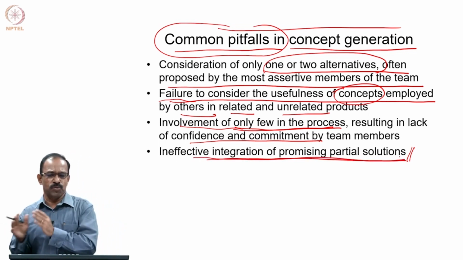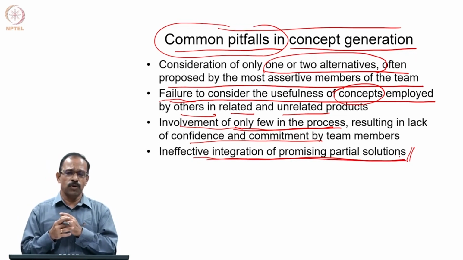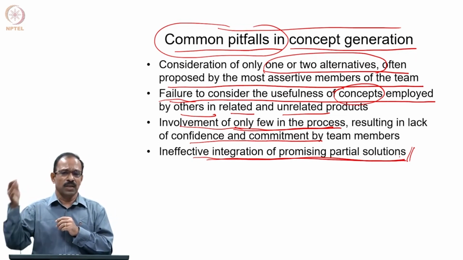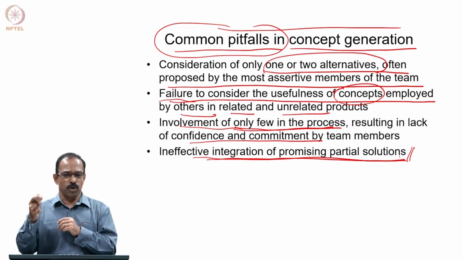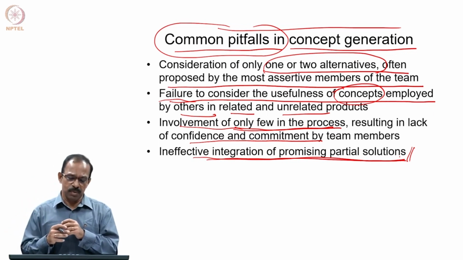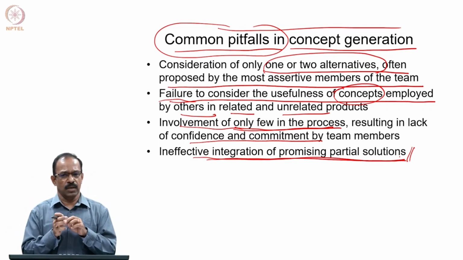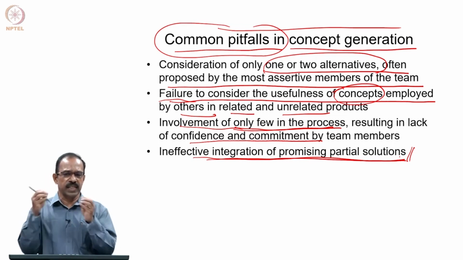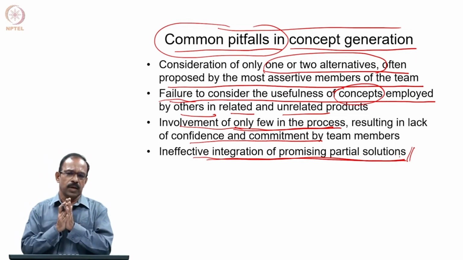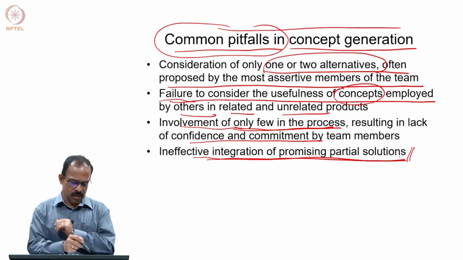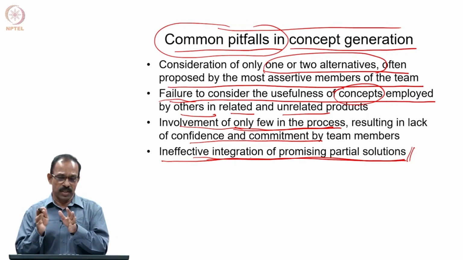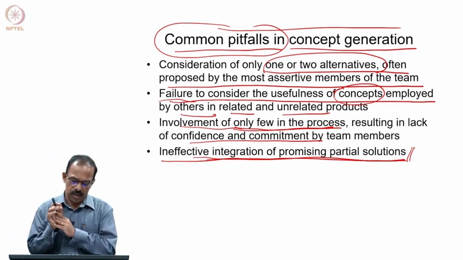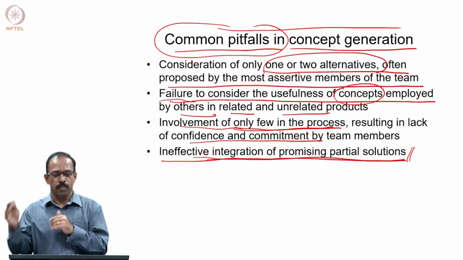There may be many partial solutions which are promising, but we do not take them forward because they are not complete, or they may not fulfill all the requirements. But there may be many promising features in those ideas. So, how do we take those promising features and integrate them with others to get a much better idea? We need to look at that part also: how do we integrate promising partial solutions to get a better solution.